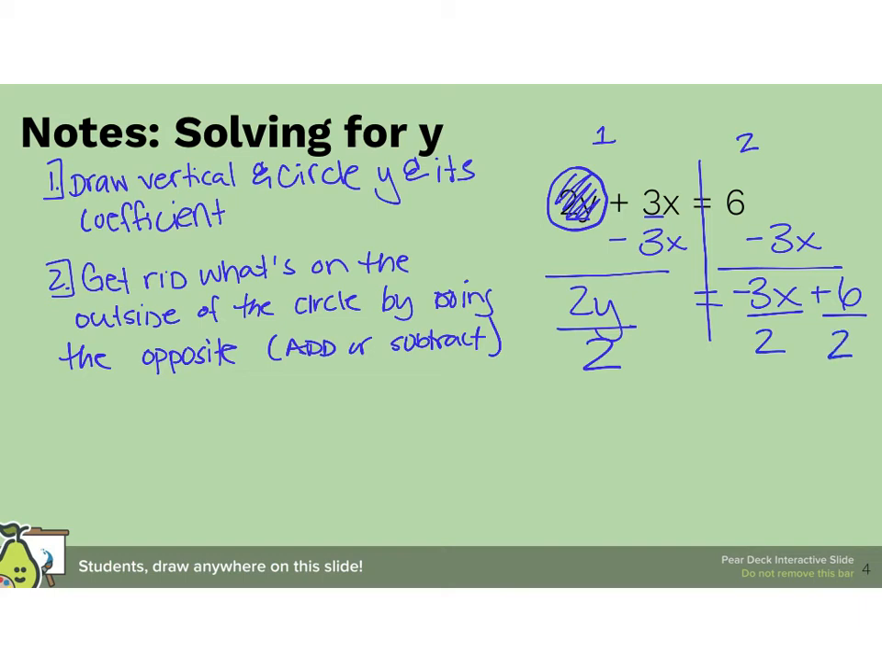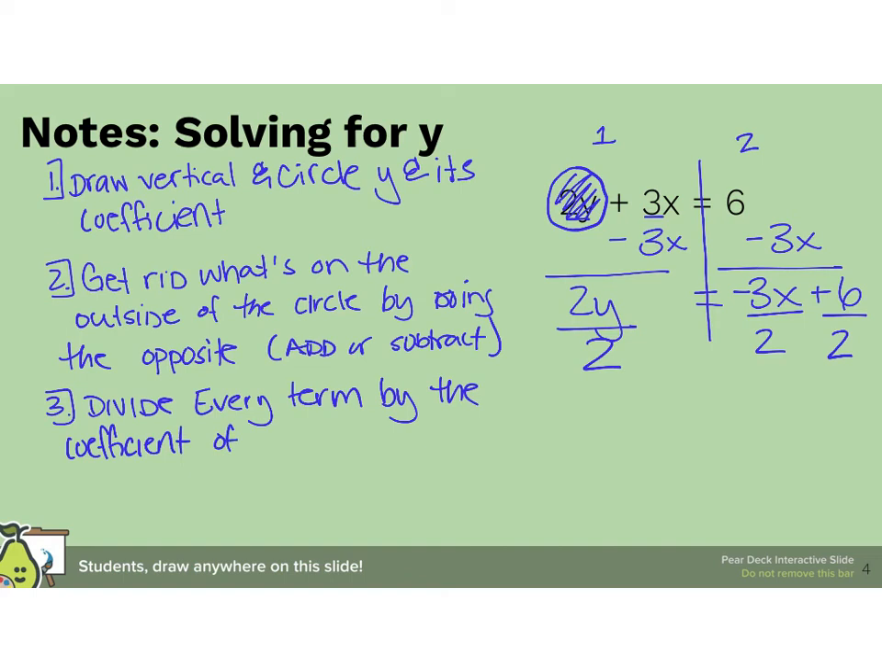We're not dealing with any fractions today, so I'm just going to go ahead and write out step 3 as divide every term by the coefficient of y. So let's see what we get. I'll switch colors to make it a little clearer.